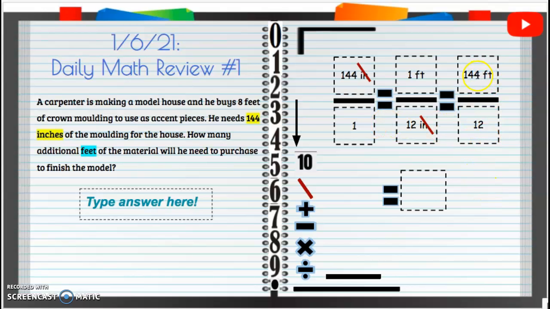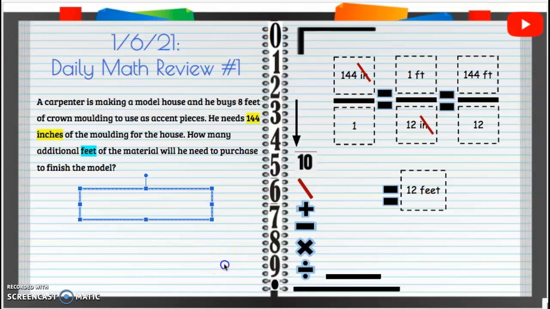Now, what we're going to do is divide. 144 divided by 12. Well, I know that 12 times 12 is 144. So our answer is going to be 12, and we're going to keep those feet. So let's type our answer in over here as 12.